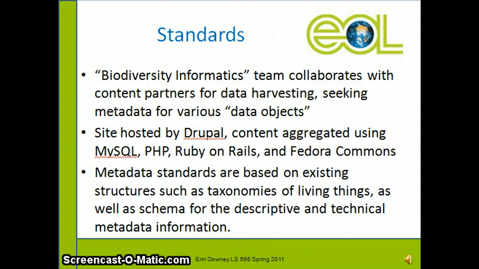Their metadata standards are based on some existing structures, such as the taxonomies of living things that already exist, and then they also integrate schema for descriptive and technical metadata information about where the images and information come from.